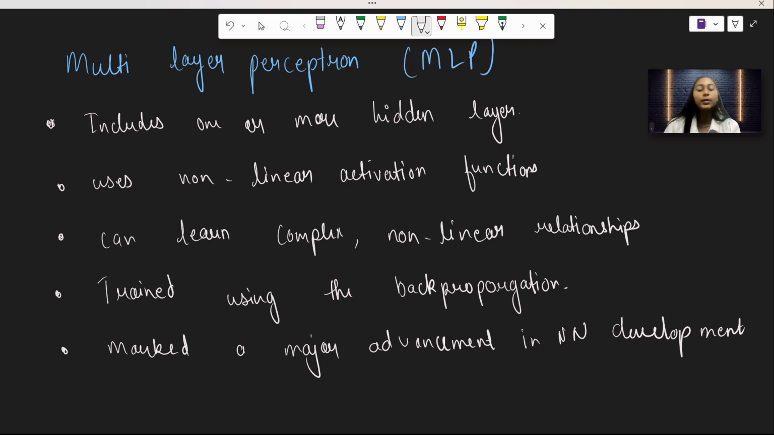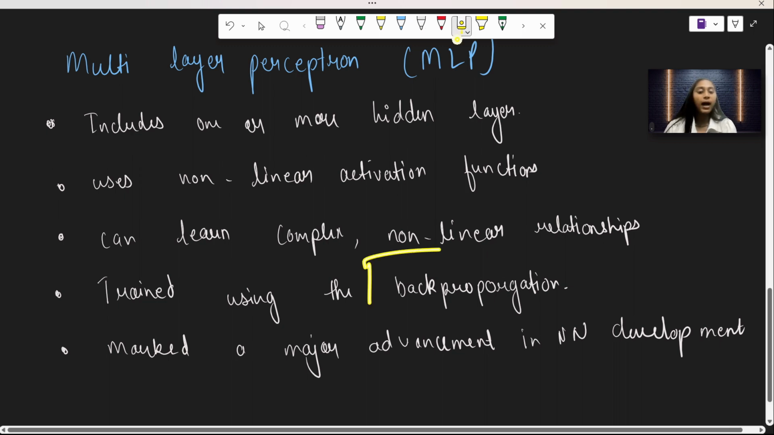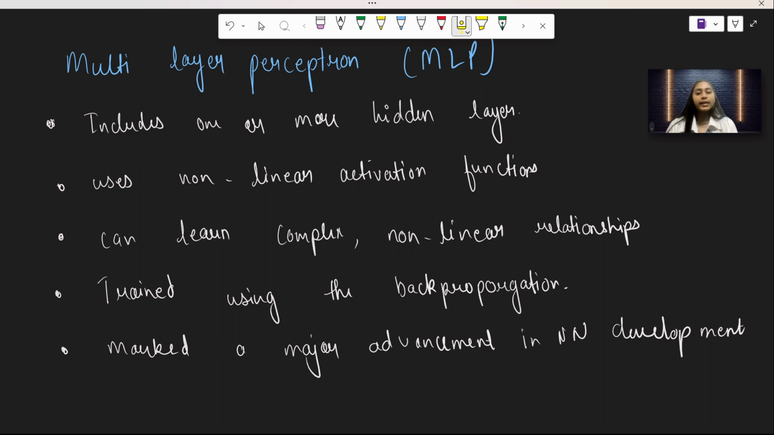Firstly, the important thing of multi-layer is that we have the hidden layer. So we consider it as a multi-layer. It can handle the non-linear relations. It can handle complex kinds of situations. And it is trained using the backpropagation method. Till now, we can say this is one of the most advanced neural networks we have. Okay, so it is the most advanced.